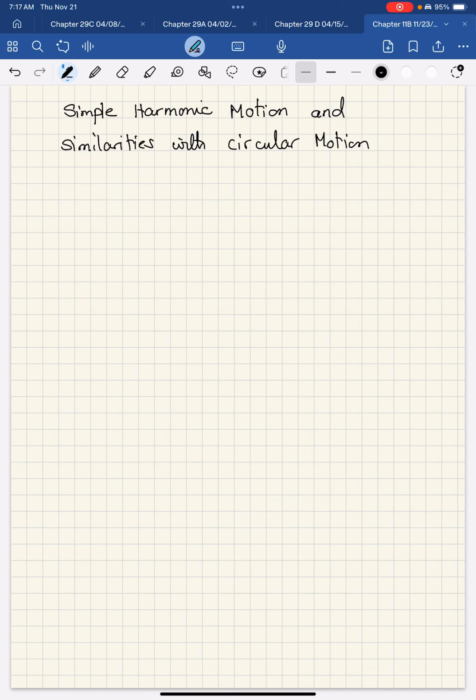And now I will introduce simple harmonic motion and its similarities with circular motion. This is really from math, where we have the x and y, and this is really the circle that the object is moving on.